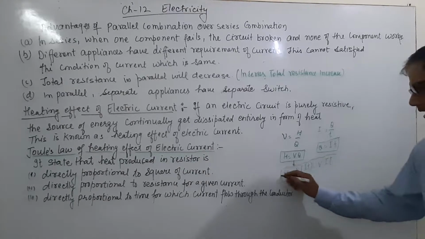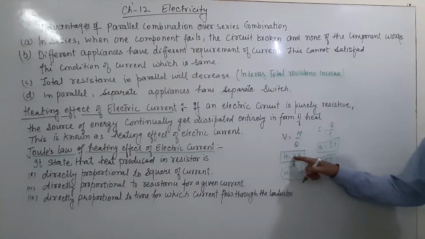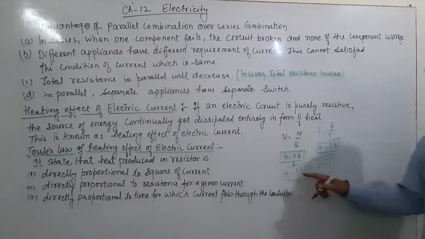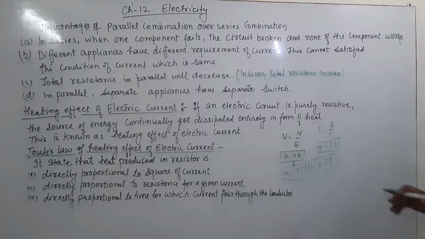Here is the second formula for the heat. H is equal to V into Q, where V is the potential difference, H is the heat, and Q is the charge. H is equal to VIT, where I is current and T is the time. This is the second equation.